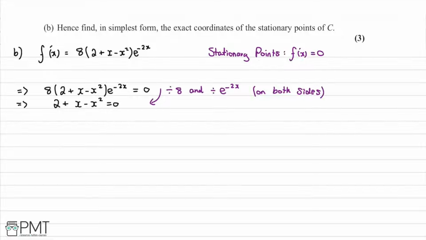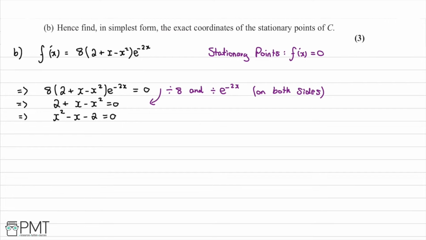So then the next step for us, we should probably multiply both sides of our equation by negative 1. And why do we do this? Well, this will give us an easier quadratic to solve, as the x squared term will be positive. So this means we'll have x squared minus x minus 2, and that's going to be equal to 0.